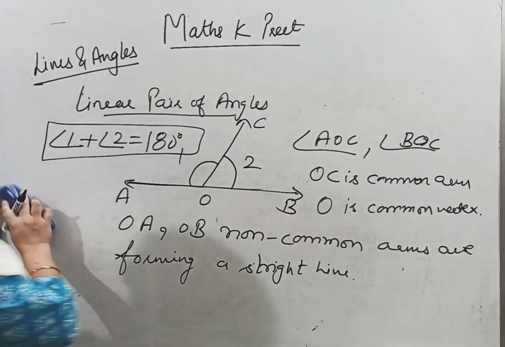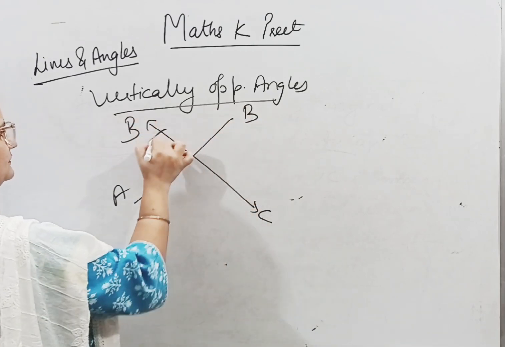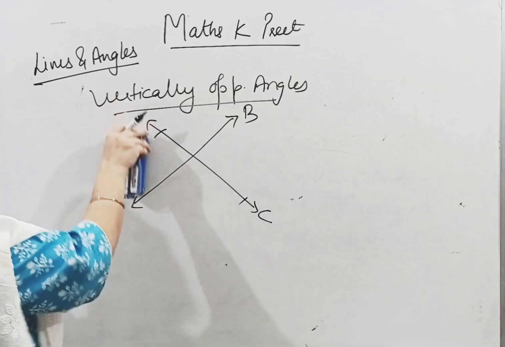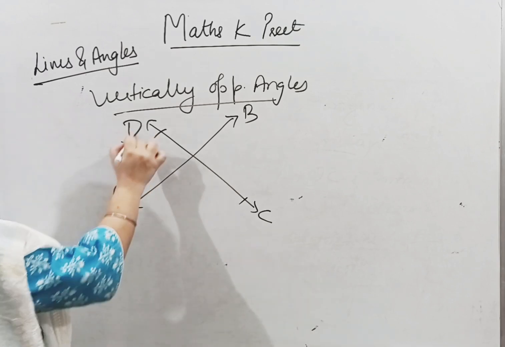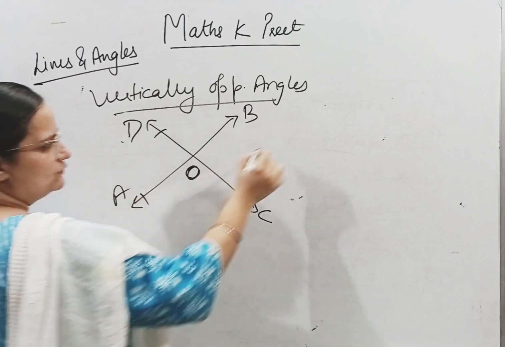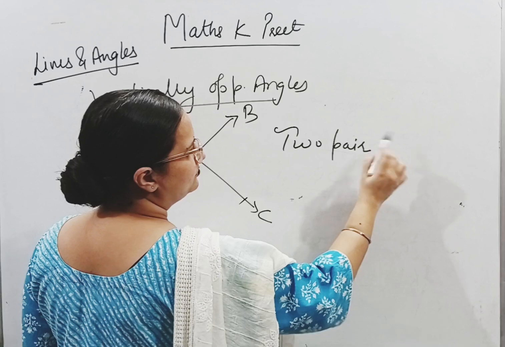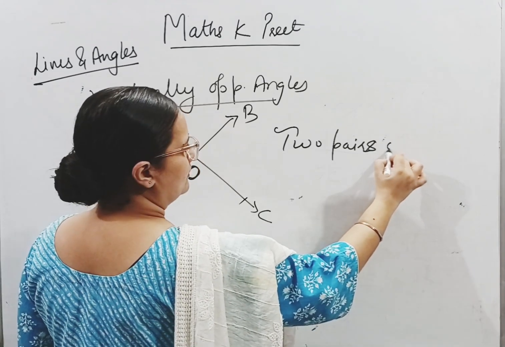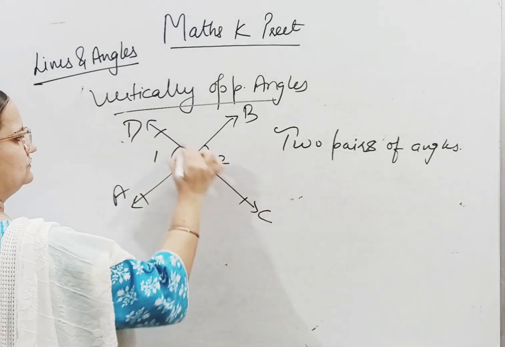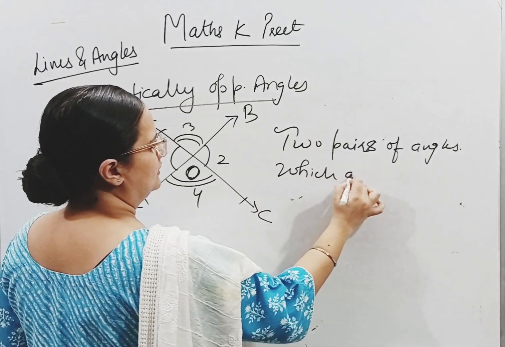So the next concept is vertically opposite angles. Say AB and CD, if these are two lines intersecting at point O, then we get two pairs. Pair means having two angles. Two pairs of angles, like this angle is 1, this is 2, this is 3, and this is 4, which are equal.